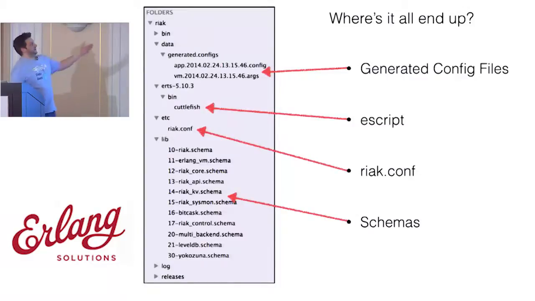So where does it all end up? Well, generated config files end up here in your data directory in the generated configs folder. They have a timestamp in them that is in descending order, so they actually sort nice in a directory, which seems nice to me. And it gives you an audit of the configs you've started with. The bin directory is where the Cuttlefish escript winds up going. There's other stuff in there too, but I took it out because it made the slide too big. The React conf file ends up in your Etc directory, and the lib file is chock full of schemas in a priority order.